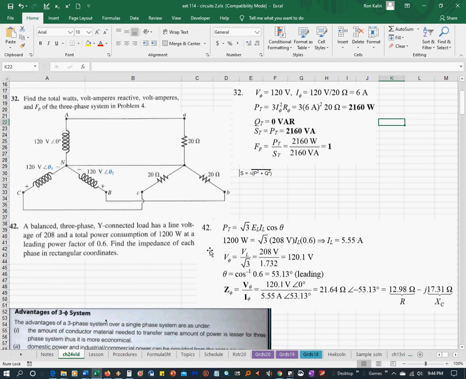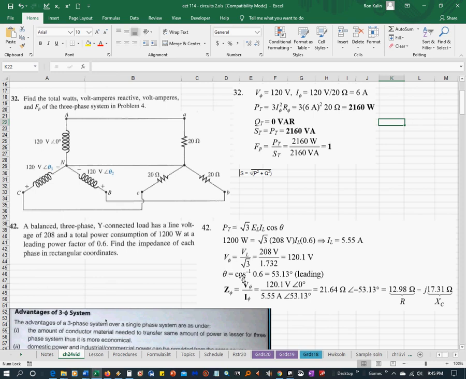So first thing, you have PT, you use this formula, and then you're looking for the line current. So when you solve for the line current, you get 5.55 amps. And then for Y connected, the V phase equals V line divided by the square root of 3, which equals that.